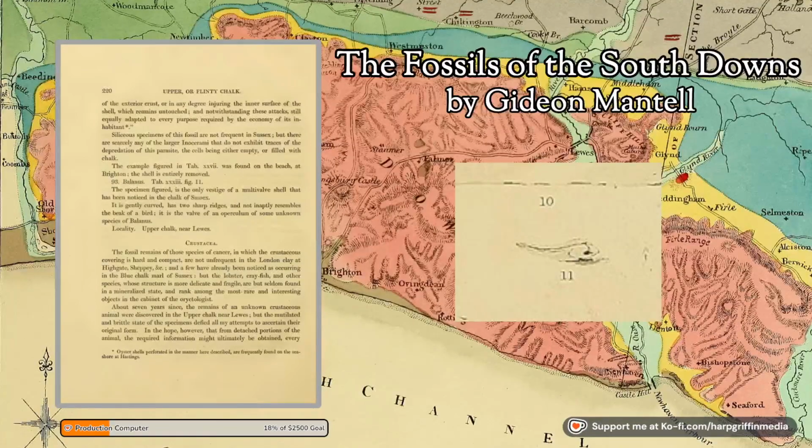93. Balanus, Tablet 33, Figure 11. The specimen figured is the only vestige of a multivalve shell that has been noticed in the chalk of Sussex. It is gently curved, has 2 sharp ridges, and not inaptly resembles the beak of a bird. It is the valve of an operculum of some unknown species of Balanus. Locality, Upper Chalk, near Lewes.